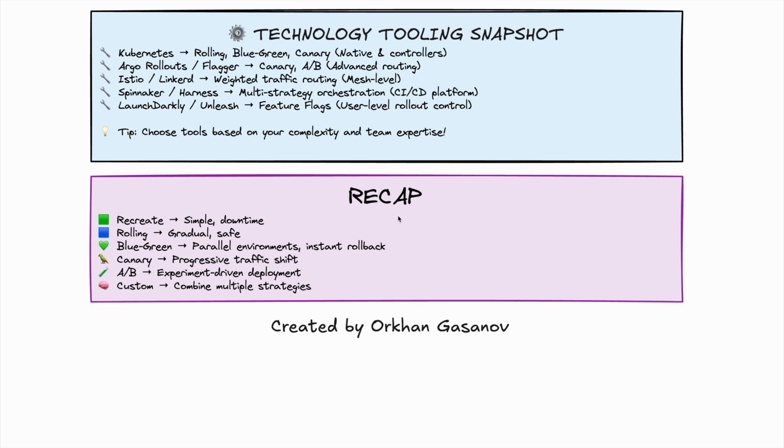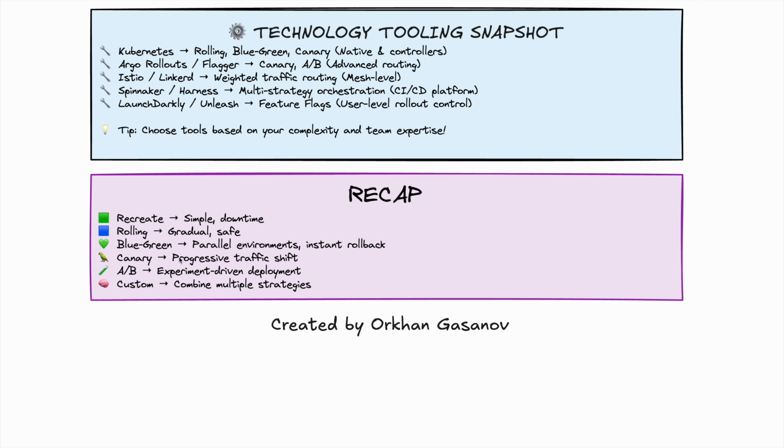So to recap what we have learned today: if we are simply recreating our application, this is usually for dev and staging environments. With recreate, it's simple but it has downtime. But the most widely used for microservices in production is rolling deployment. It's gradual and safe.